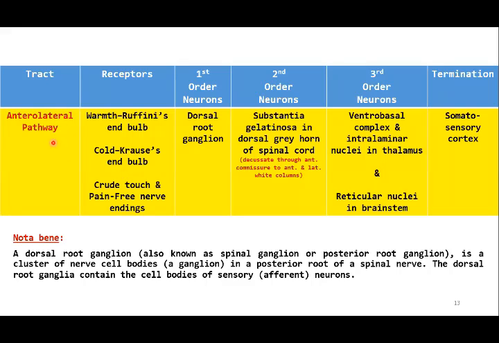So, like any other pathway, the anterolateral spinothalamic pathway starts from the stimulus, and there are different types of receptors for specific stimuli. Cross end bulbs are for cold, Ruffini endings are for warm, and free nerve endings are for crude touch and pain sensation. As is the case with the dorsal column medial lemniscal pathway, the other ascending pathway, the anterolateral pathway has the same first order neurons, the dorsal root ganglion.